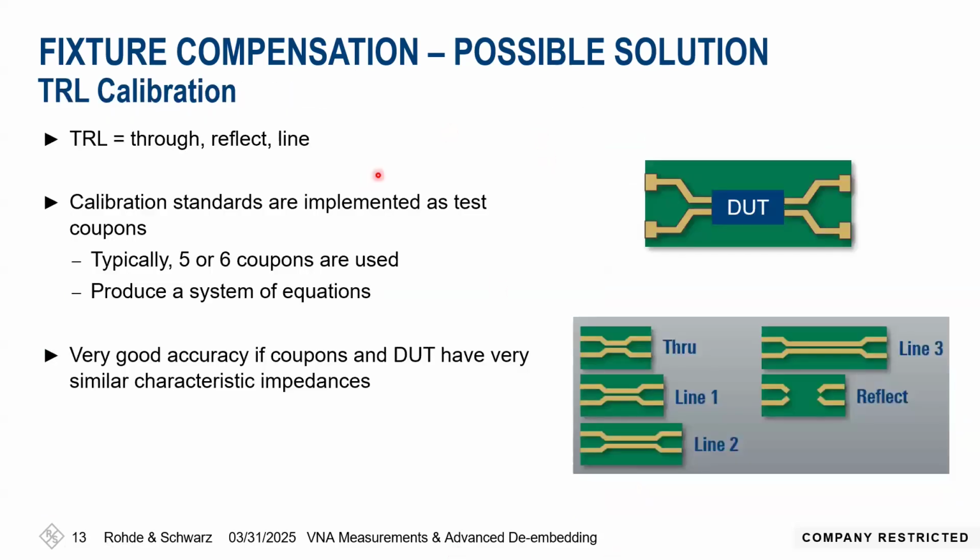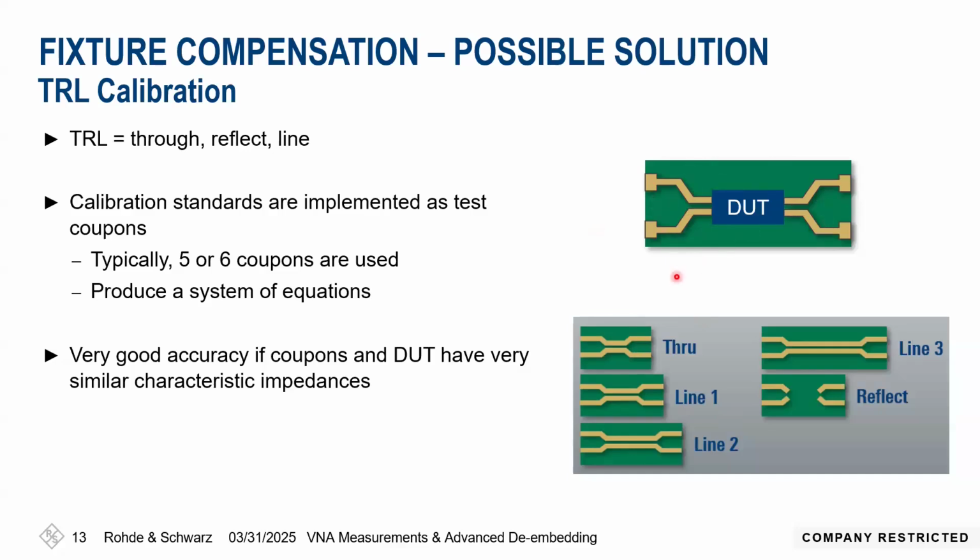Another method is the TRL calibration. In the TRL calibration, we have our device under test, and we need to have the coupons or the same fixture, which represents the line of this PCB board. So we have a through, and then in this TRL calibration, we also need to define different line standards because the through does not compensate for the complete characterization of this board.